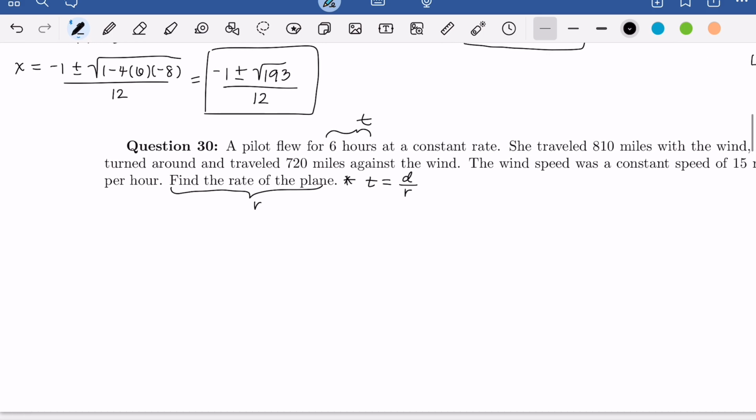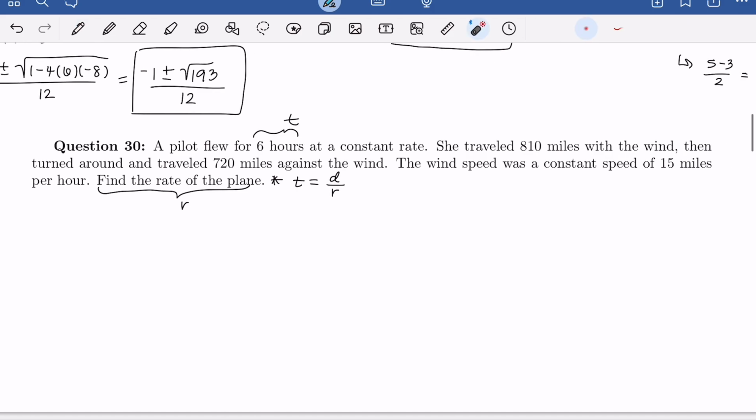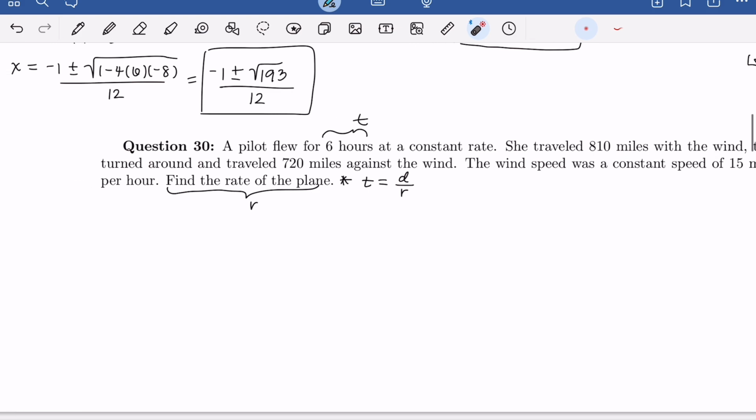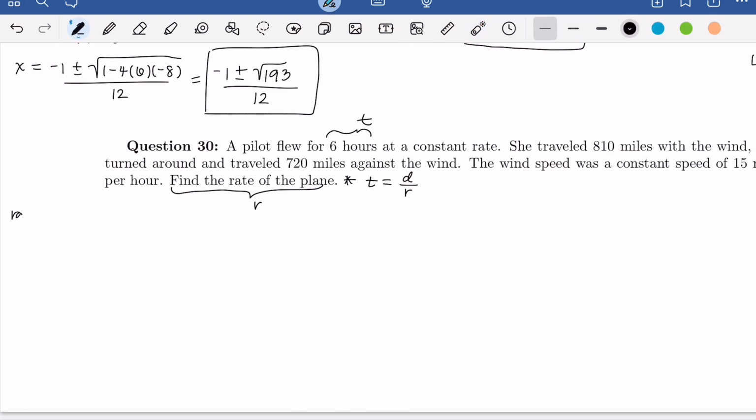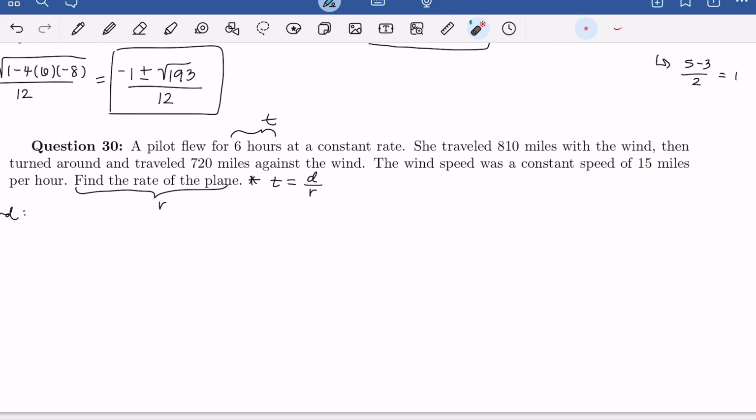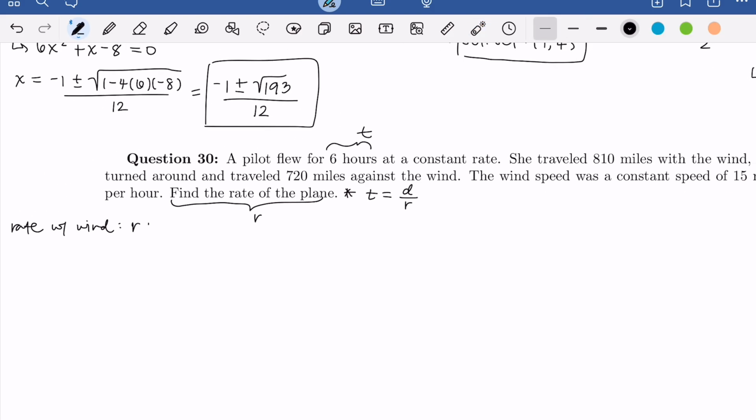So this means with our given information, we can write down several pieces of information. First being that she traveled 810 miles with the wind. So if she's traveling with the wind, let's write this down. The rate with the wind is going to be the rate of the plane plus the wind speed. So this will be r plus 15 miles per hour. And then if we're traveling against the wind, so rate against, this is going to be the rate of the plane minus the wind speed.